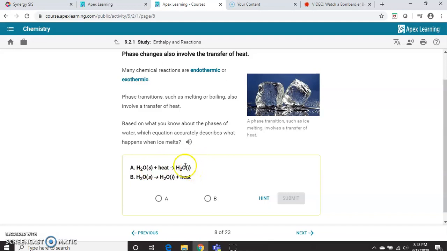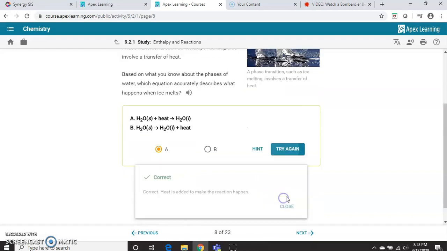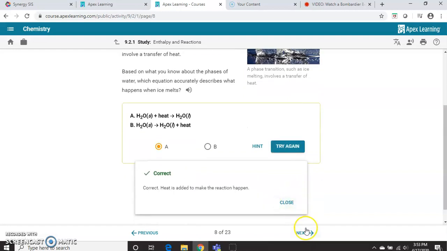Are we adding heat at the beginning to melt that ice? Or is the ice just going down and then giving off heat at the end? Well, think about it. Ice needs heat to melt to water. So that's how I look at it. Ice needs heat to melt to water. And it's going to be endothermic because whenever heat is written on this left side of the arrow, it's endothermic. So it's going to be A.